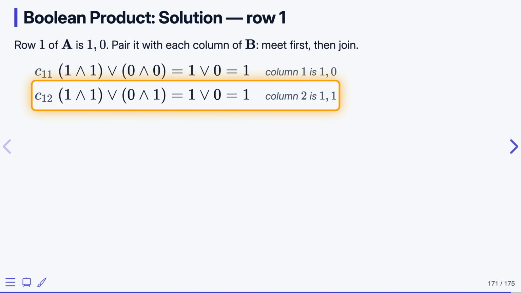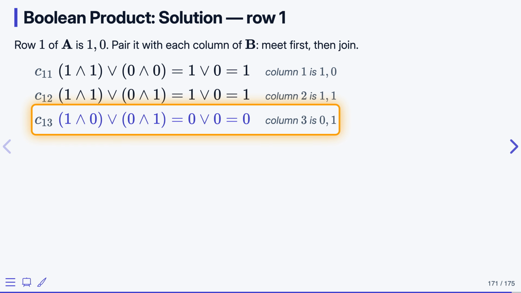Entry C1,2. Column 2 of B is 1, 1. We form 1 and 1 joined with 0 and 1. 1 and 1 is 1. 0 and 1 is 0. 1 or 0 is 1. So C1,2 is 1.